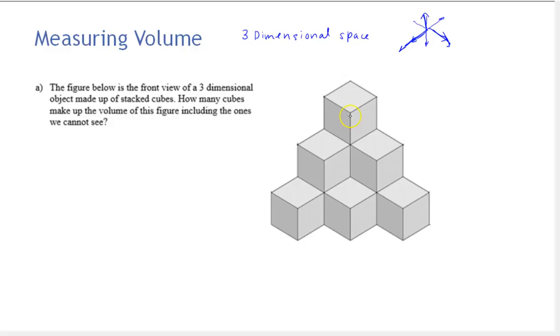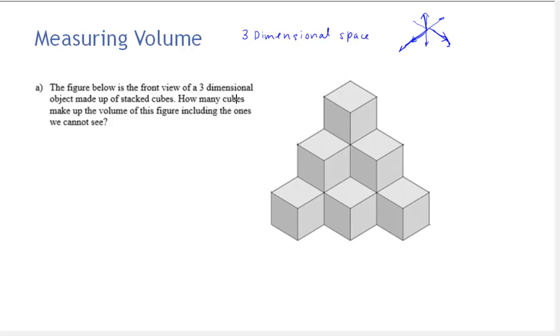Okay, so notice you can see those pieces in this figure, and hopefully with the shading you can see that this is representing a three-dimensional object, not just a flat two-dimensional object. Even though it's on a two-dimensional piece of paper, you could imagine the depth of this figure. So let's go ahead and read the question. The figure below is the front view of a three-dimensional object made up of stacked cubes. How many cubes make up the volume of this figure, including the ones we cannot see?